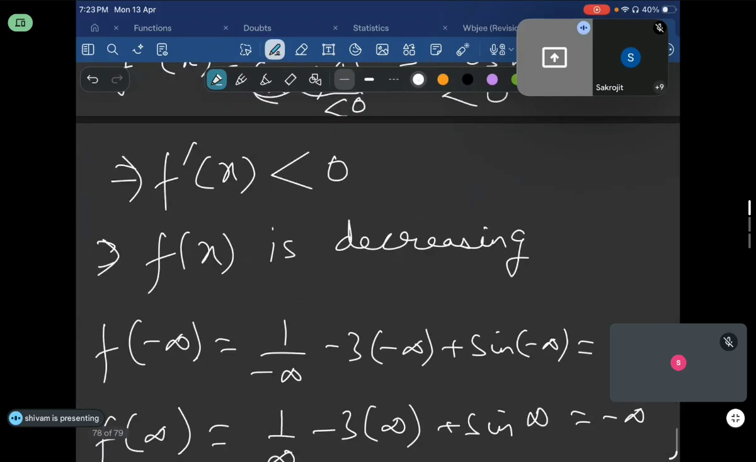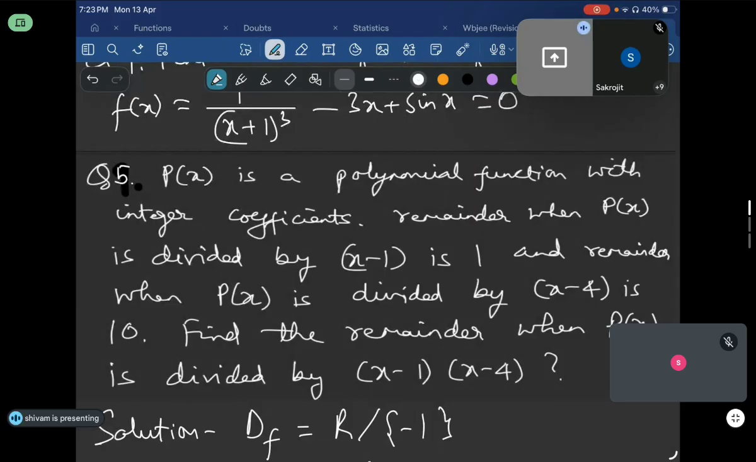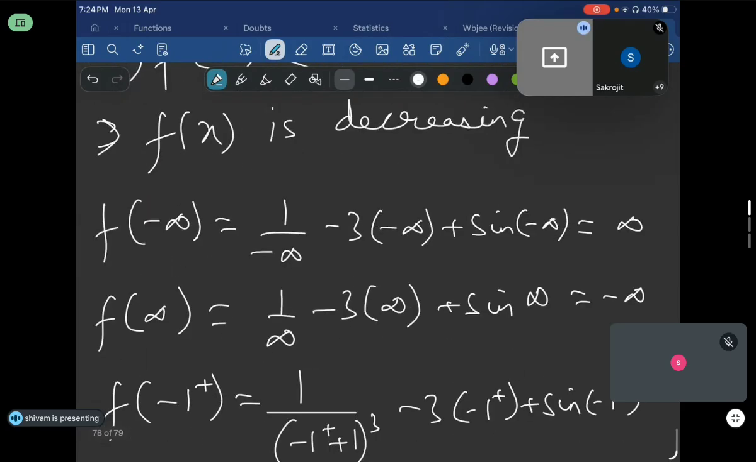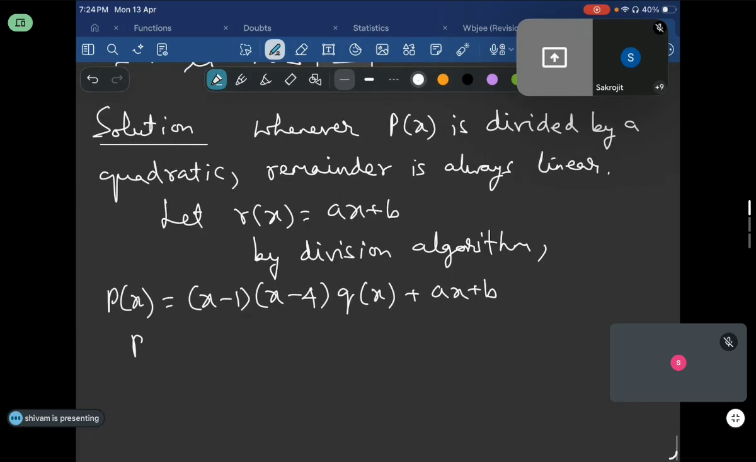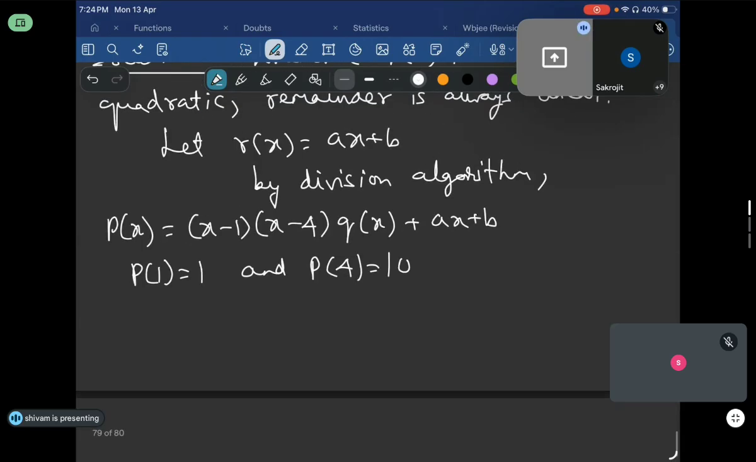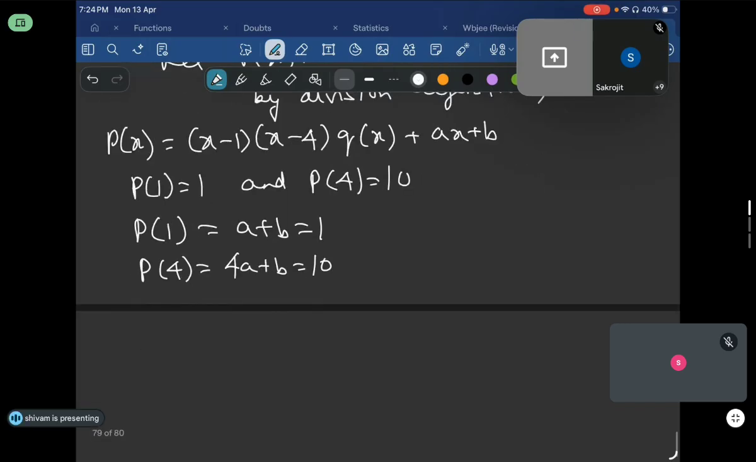Now over here it is written that p of 1 is equal to 1 and p of 4 is equal to 10. Can you understand? Because when it is divided by x minus 1, the remainder is 1, and when it is divided by x minus 4, the remainder is 10. So by the remainder theorem, p of 1 is equal to 1 and p of 4 is equal to 10. So substitute: p of 1 is a plus b, which is equal to 1, and p of 4 is 4a plus b, which is equal to 10. So I've got two equations in two variables.